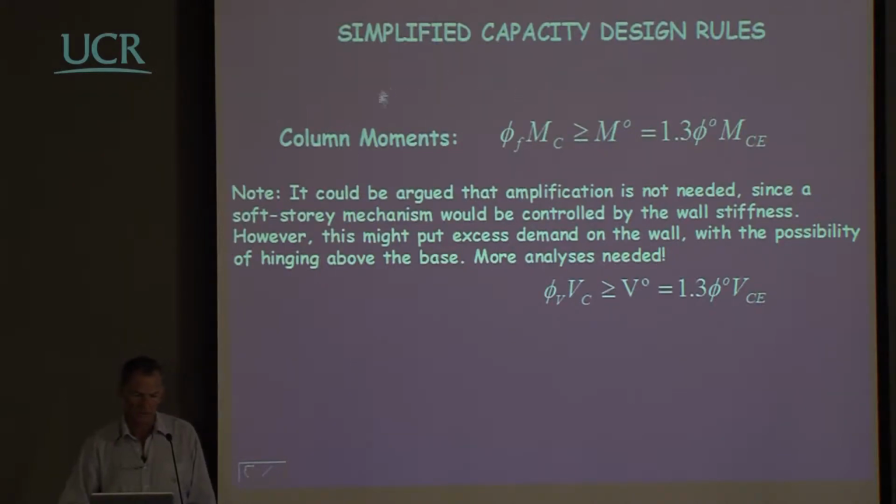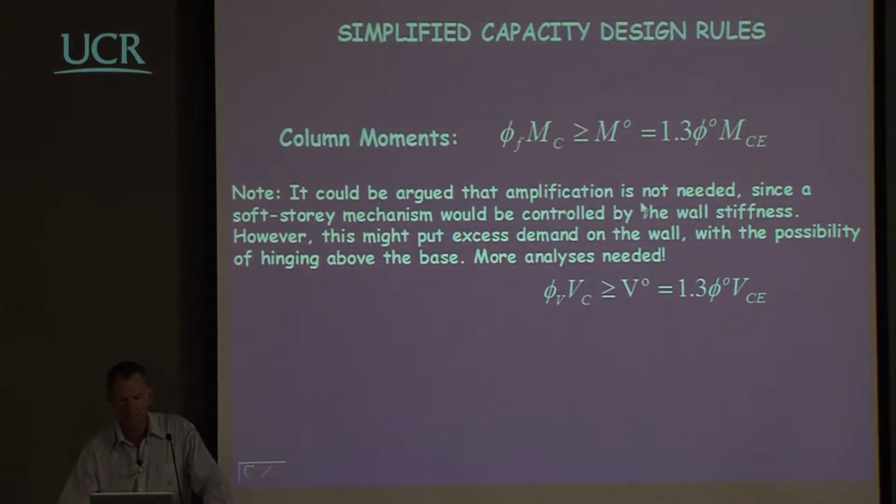And so what we have here is something which says that the column moments should be equal or greater than the overstrength moment, which is taken as 1.3 times the overstrength factor for material properties exceeding specified values, times the value that comes out of the design analysis for the structure. And this is pretty conservative.